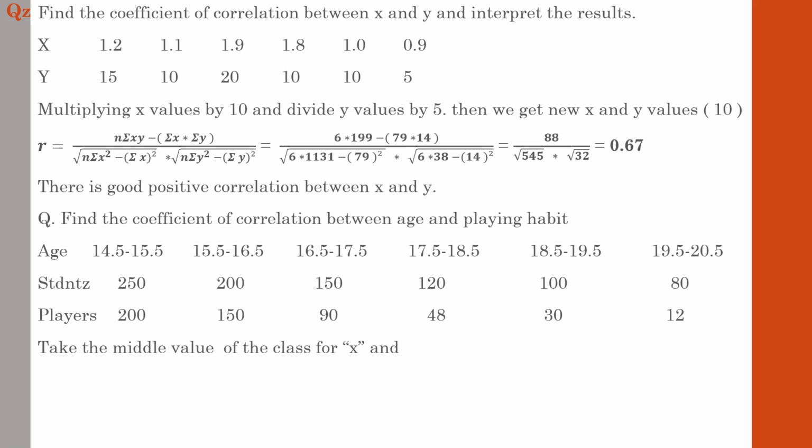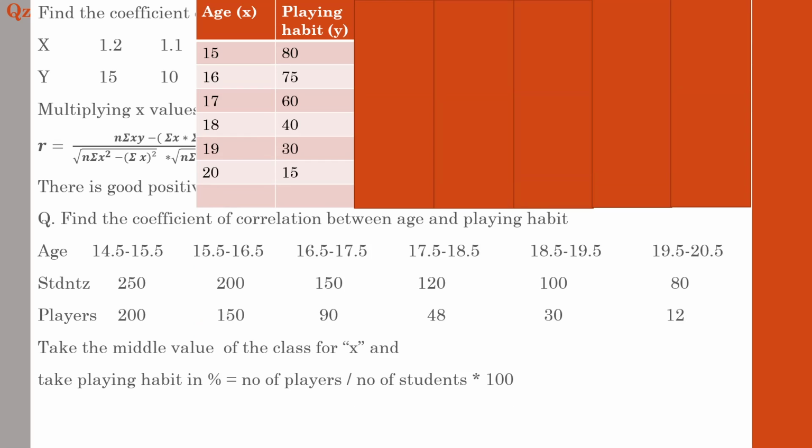So for the time being, the playing habit can be represented in a percentage form. So how we are going to find the percentage? The equation is number of players divided by number of students. Number of students means total number of students in each class of age. So by using that equation you will get a table like this.